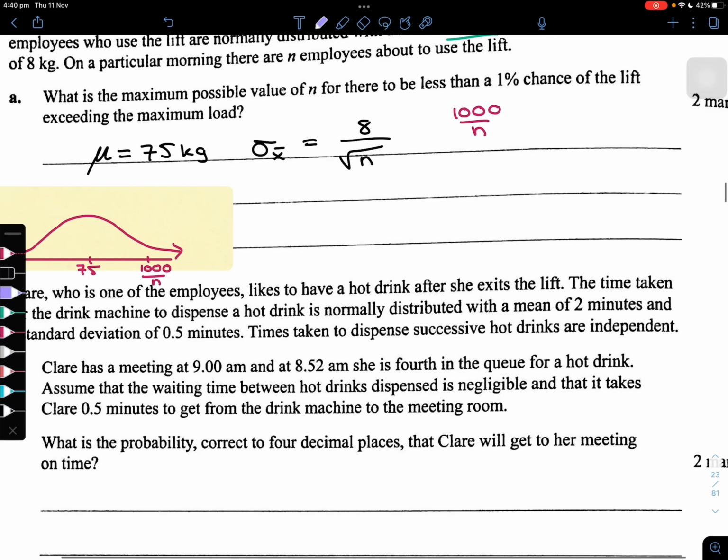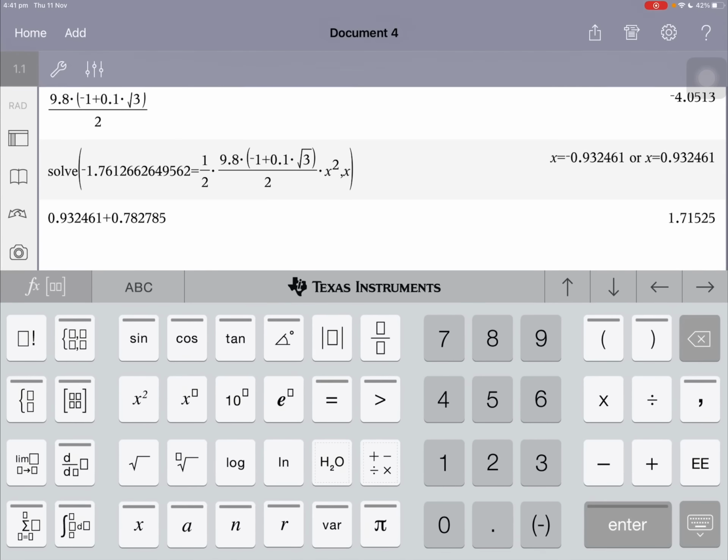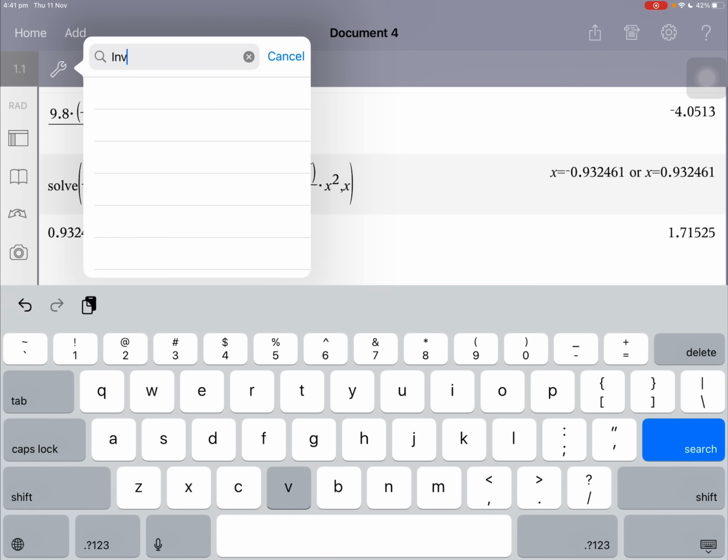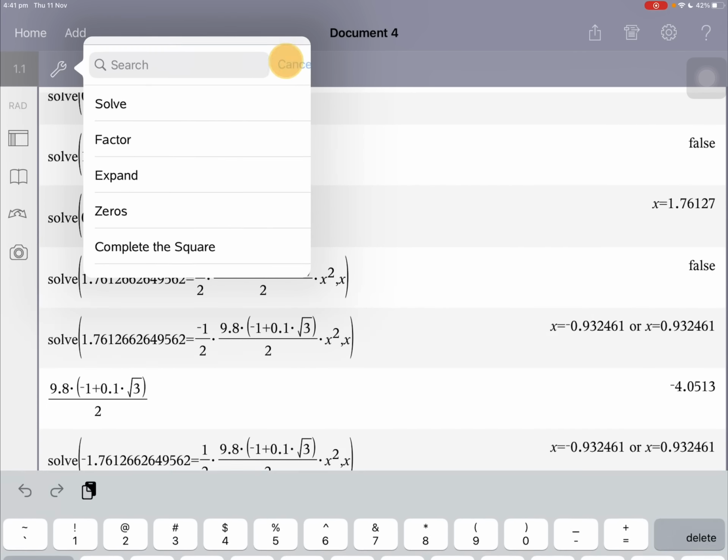So that means our value here, 1,000 on N, is what we can't exceed if we don't want to exceed the maximum load. Now, we want the probability that it exceeds that maximum load to be less than 1%. So we want the area to the right of that to be less than 1%. It will be helpful to standardize this and work out what z-score we would need, or how many standard deviations away we would need for that probability to be 0.01. So I'm going to go onto the calculator and do inverse normal.